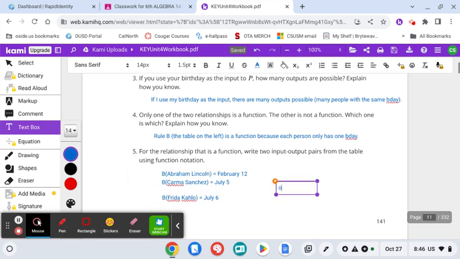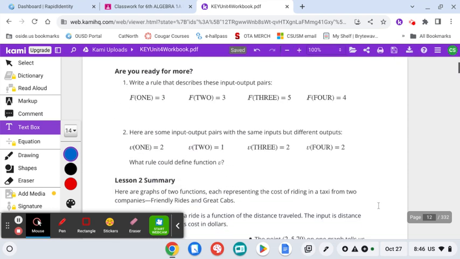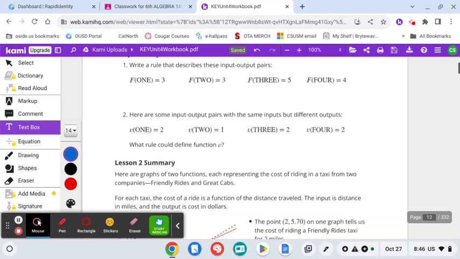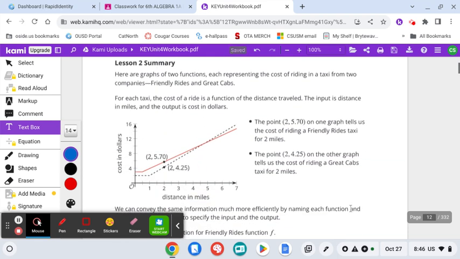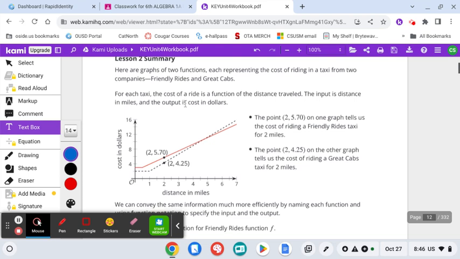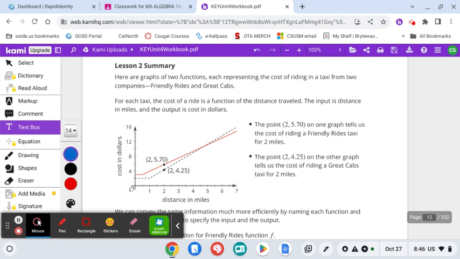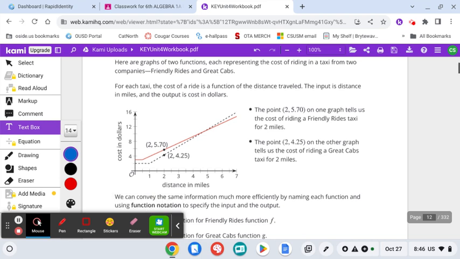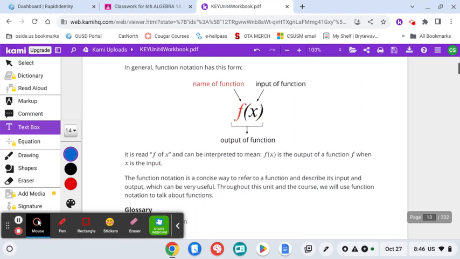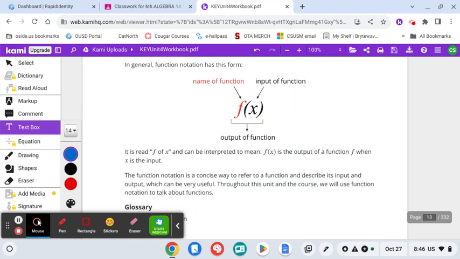One input has only one output is the definition of function. If you continue down, there's some extra work of Are You Ready for More if you'd like to complete it. And then as always, I'd like you to read through the summary and highlight important facts. If you're ever absent from class, besides watching these videos, going through and reading the summary, or right before a test, reading through the summary can be very important and can help you. Go down to this page especially.